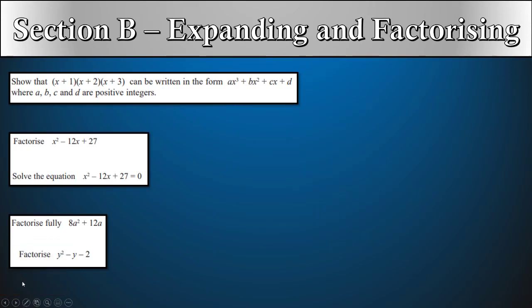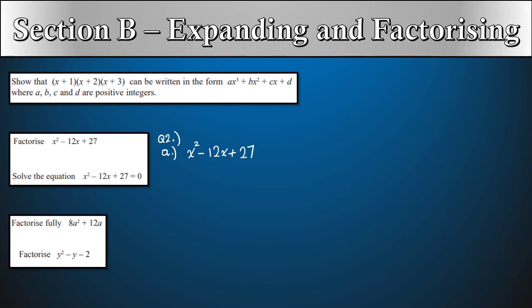So we just go to everything so far. We need to factorise this quadratic here. So let's do it in 2 parts. So part A, we need to factorise, and part B, we're going to solve it. So x squared minus 12x plus 27.